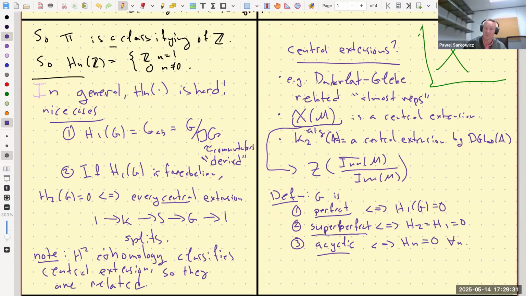But let's do some basic examples. So first off, DG is a normal subgroup, right? So simple groups are perfect.